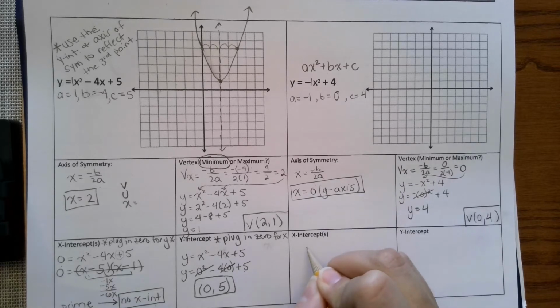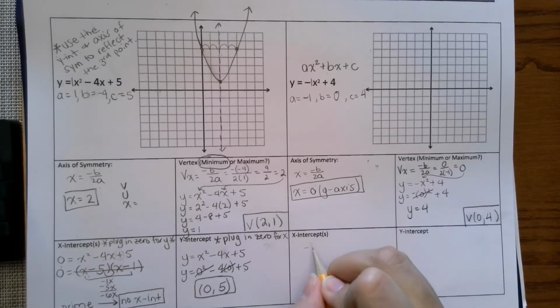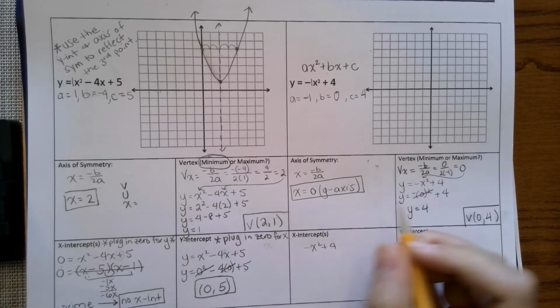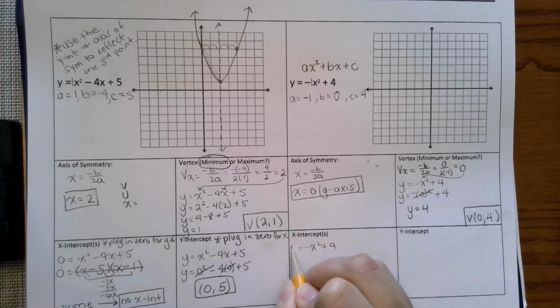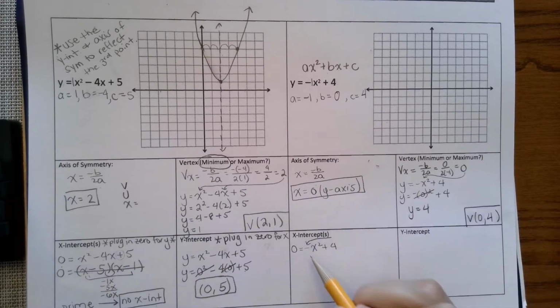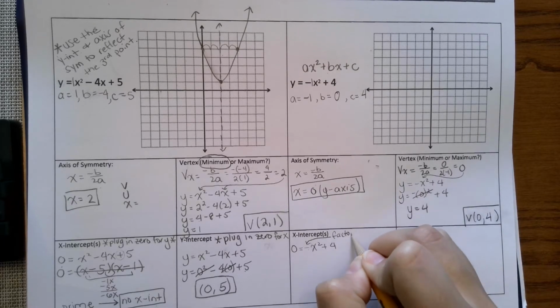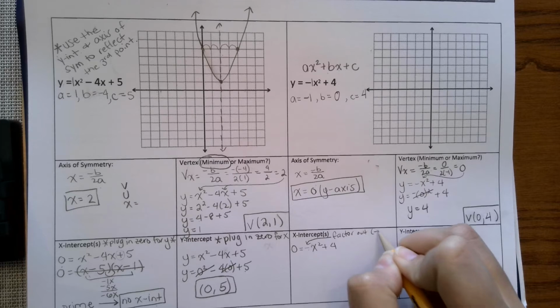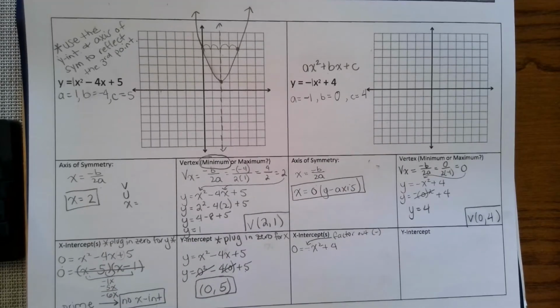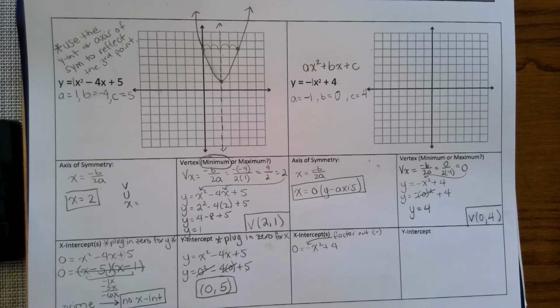So our equation was y equals negative x squared plus 4. We're going to set that equal to 0. Now, whenever you have a negative leading coefficient, you want to factor that out. It will make it easier to factor out that negative, like a negative GCF. It will make it easier later on to factor further.